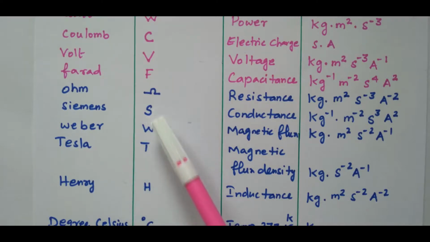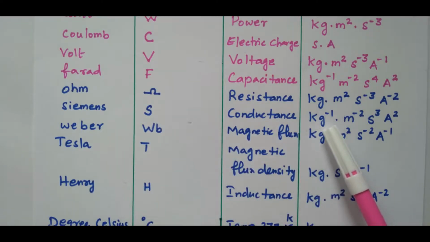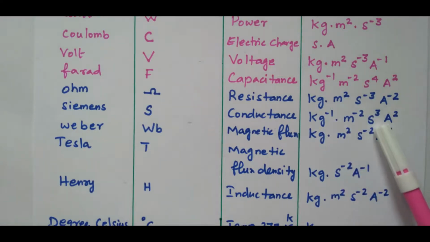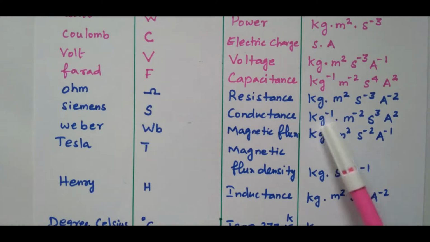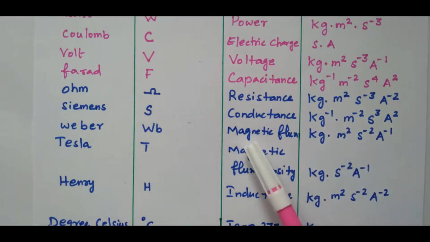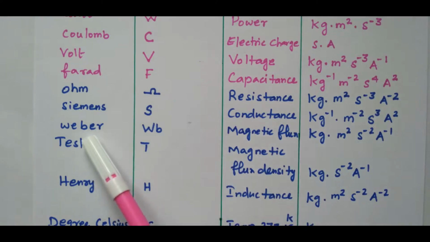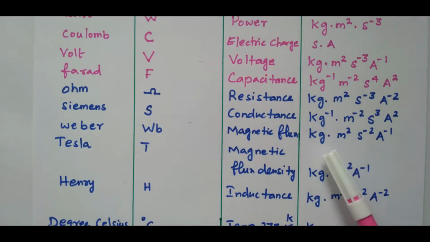The symbol is S. What is the base unit? kg⁻¹ m⁻² s³ A² for conductance. Then magnetic flux, the unit is Weber. The symbol is Wb. The base units are kg·m² s⁻² A⁻¹.